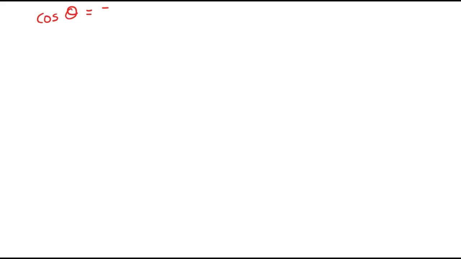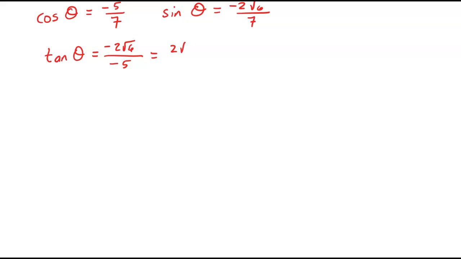So cosine of theta is negative 5 over 7. Sine of theta we found to be negative 2 root 6 over 7. So now I just find the other 4. Now it's just being careful and doing arithmetic. We had the diagram before. So tangent is y value over x value. Negative over negative is positive. Be careful. Delta Math does not give any slack where negatives and positives are concerned. Neither do I, so be careful.